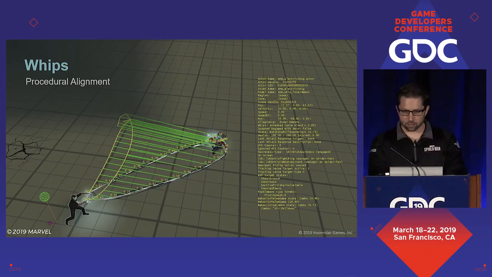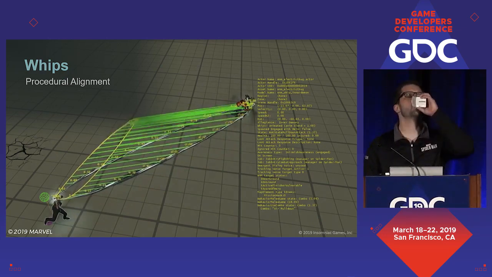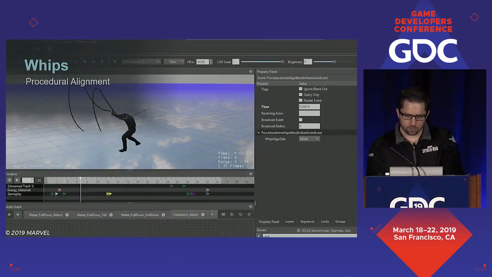For each joint in the whip, we compute where it would be if the enemy was perfectly aligned with their target. The difference between these 2 positions is the error. We then apply a portion of that error to take the animated joint to its procedurally aligned position. The portion of that error we apply increases linearly as we move down the chain. And here's what that looks like in action. This procedural alignment is controlled with 4 events. We start blending on, finish blending on, we start blending off, and we finish blending off.